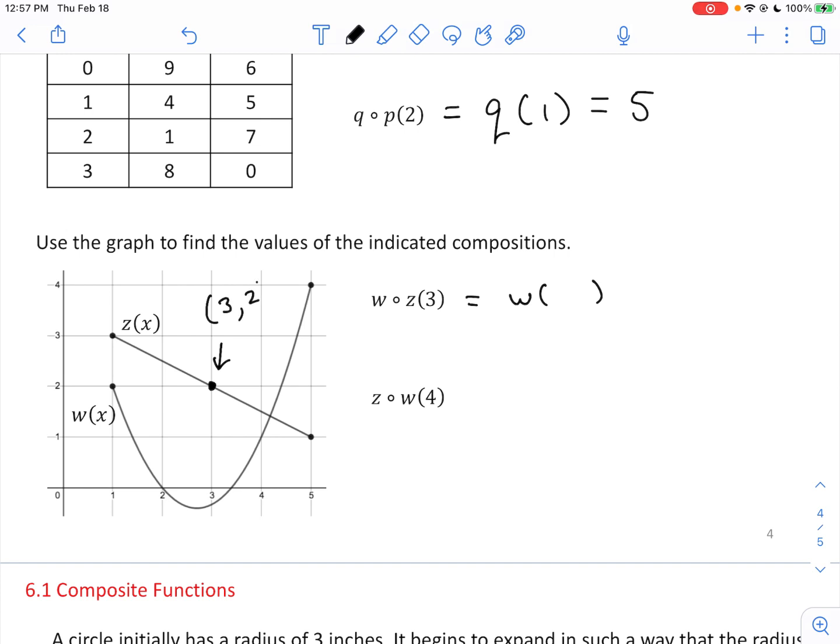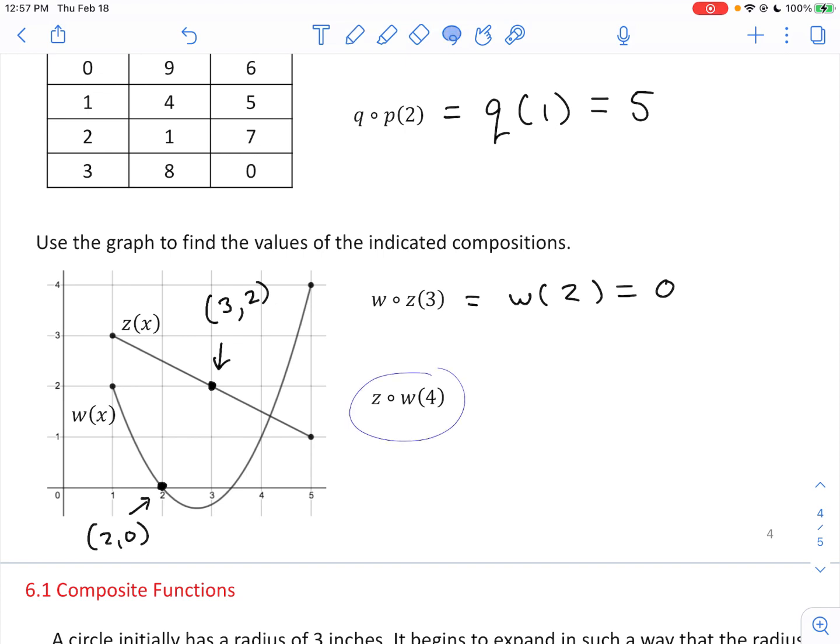And that second coordinate is 2. So z will turn 3 into 2. So z of 3 is 2. Now we want to say, well, what's w of 2? Now we look on the w curve, which is this parabola curve there, and when the input is 2, the output is 0. All right, so w turns 2 into 0. So we get 0 as the final result. Again, a two-step process. 3 was turned into 2 by z, and then 2 was turned into 0 by w.